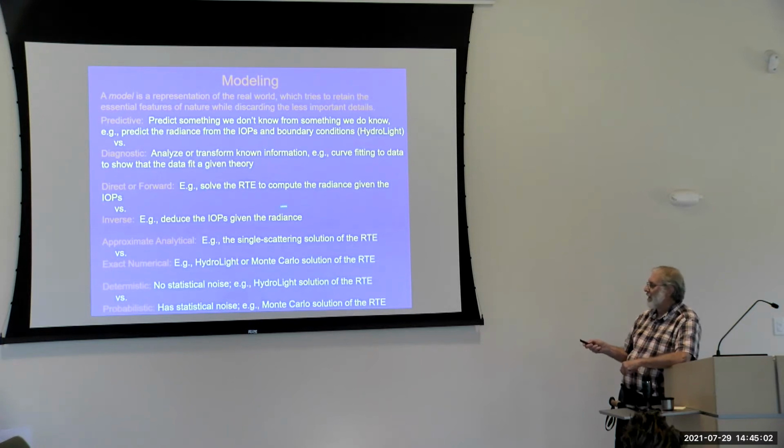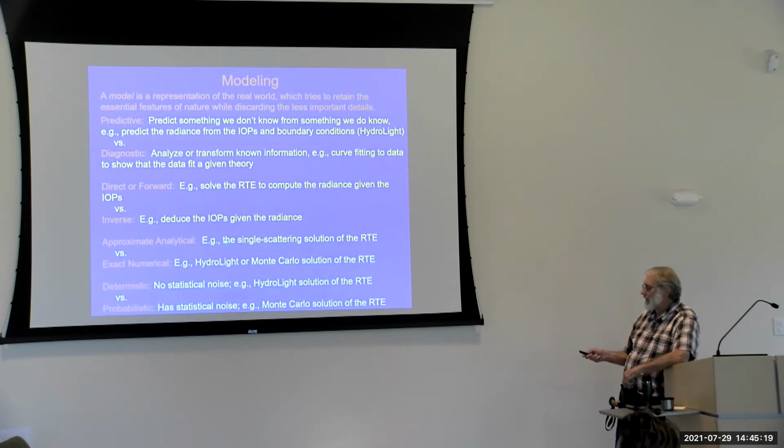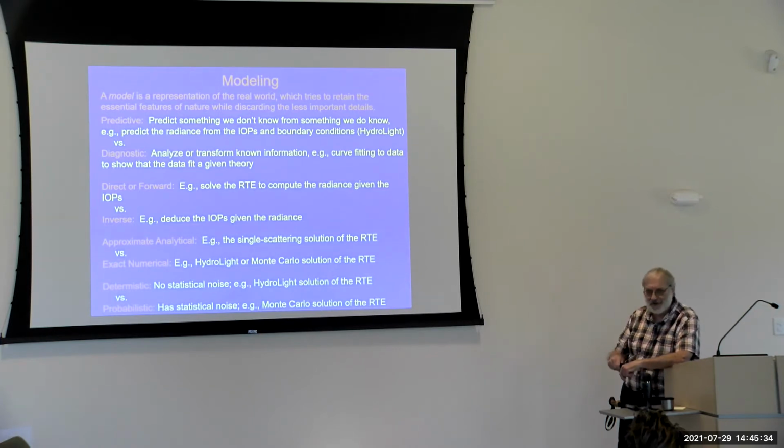There's direct and inverse. So a direct model, you would take IOPs, solve the radiative transfer equation, get out remote sensing reflectance. An inverse model, you take remote sensing reflectance, do something to that, and get back the IOPs or the chlorophyll. So direct and inverse. There's approximate analytical models, which are like the single scattering solution or Gershun's law. There's exact numerical models like Hydrolight or Monte Carlo. And exact doesn't necessarily mean it puts out the right answer. It means that you didn't do a lot of approximations like assuming just single scattering or assuming homogeneous water or whatever.